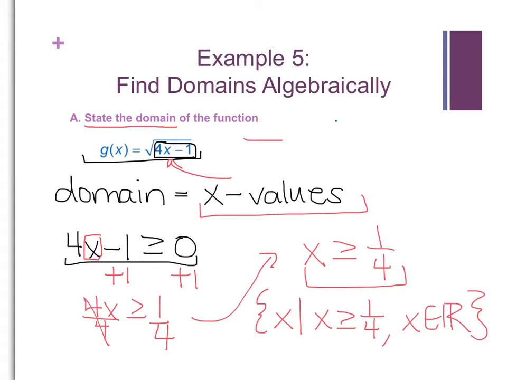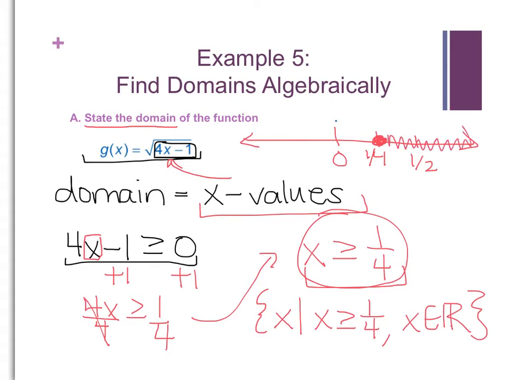Now, if you think about the graph for this function, we have 0, and maybe we have 1/4 right here and 1/2 right here. And since 1/4 is included in this inequality, we can go ahead and put a closed circle on 1/4, and then shade all the numbers greater than 1/4. Because after all, we're saying that the solution to this problem is that x is greater than or equal to 1/4, so I'm going to shade all the numbers greater than 1/4 on the number line.